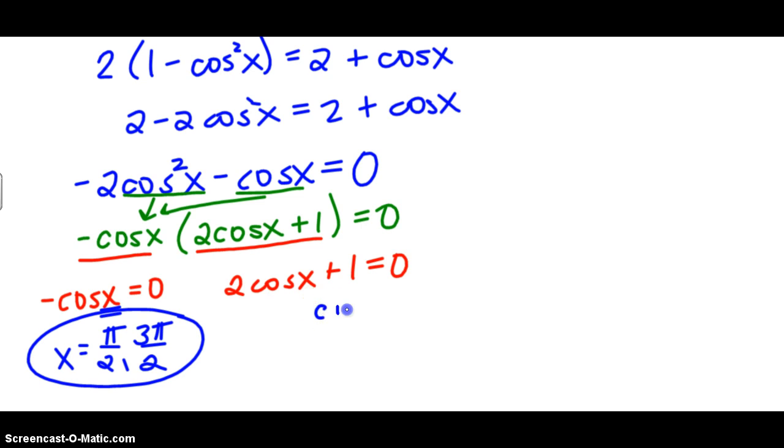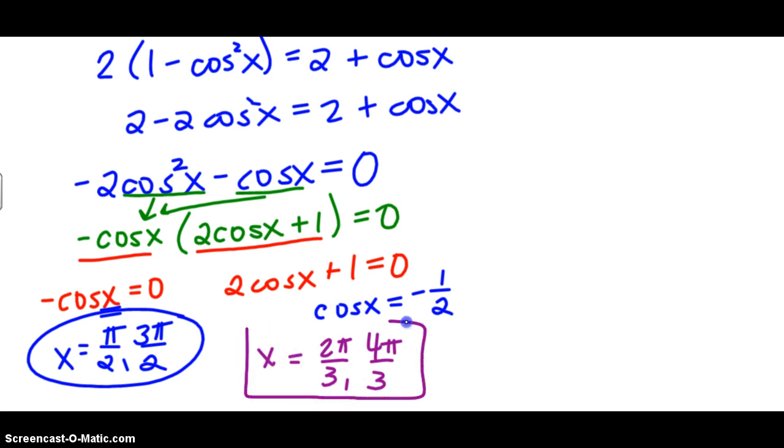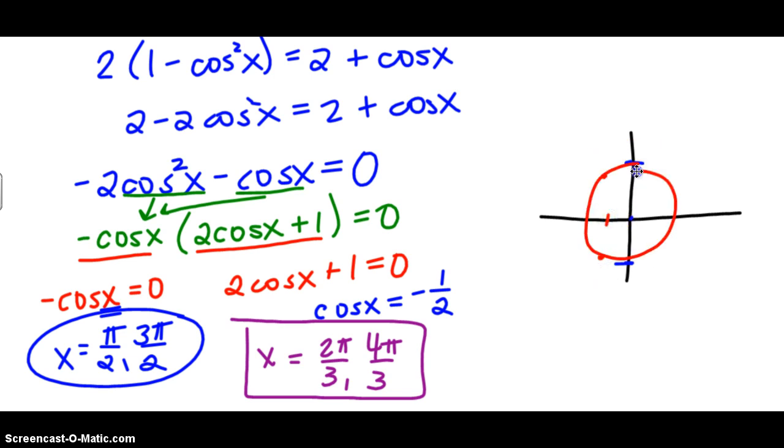This right here is going to simplify to cosine of x equals negative 1/2. So where is cosine of x equal to negative 1/2? That's going to happen in the second and third quadrant at our multiples of pi over 3. So 2 pi over 3 and 4 pi over 3 are your final answers. Have your unit circle next to you. Again, we're looking for where our x values are 0, so that's going to be up here and down here. And where are our x values negative 1/2, that's going to be at this angle and this angle along our circle.